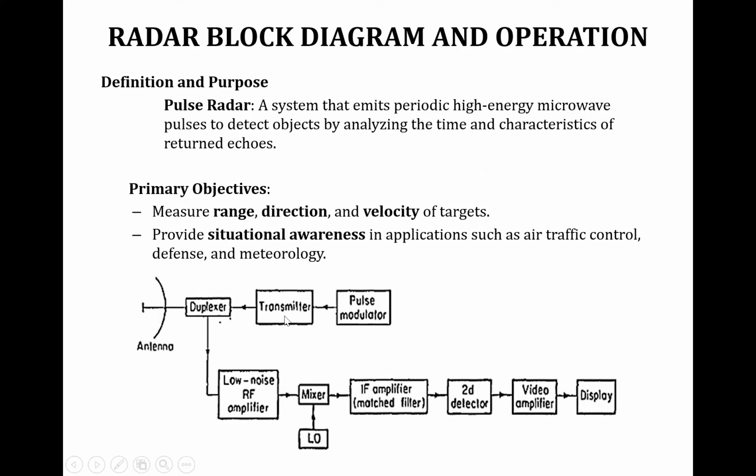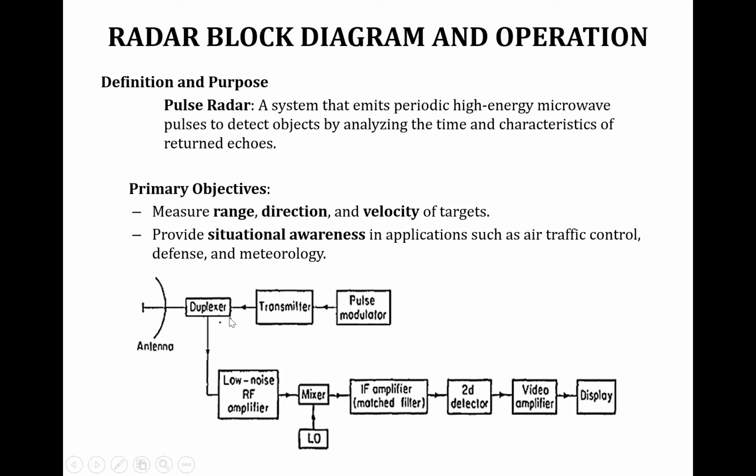In the transmitting unit, you are going to have the transmitter and pulse modulator. And in the receiving unit, you are going to have a low noise RF amplifier, mixer, IF amplifier, second detector, etc. The function of the duplexer is to control or guide the signals. If the antenna is acting as a transmitter, the signals should pass to the antenna unit only, and should not enter the receiver part. And if it is acting as a receiver, the signal should directly enter the receiver, not the transmitter. To direct the waveforms, it is used like a switch.